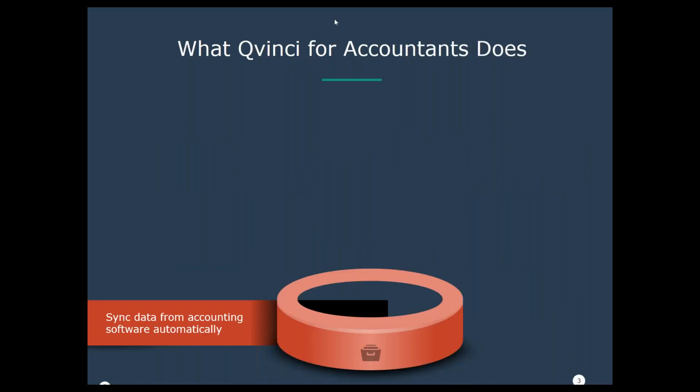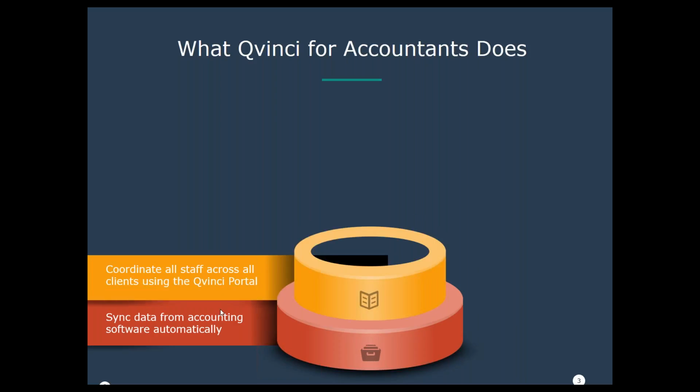So what does Qvinci for accountants do in summary? We sync data from accounting software automatically. Those platforms are QuickBooks Online, QuickBooks Desktop, every version of it back to 2009, QuickBooks Online by class, QuickBooks Desktop by class, Xero, MYOB, and additionally Excel if you have some users that are on some other platform, i.e. FreshBooks or Sage.